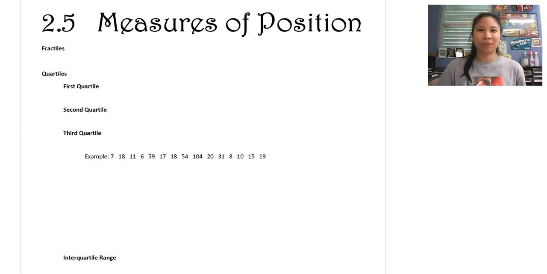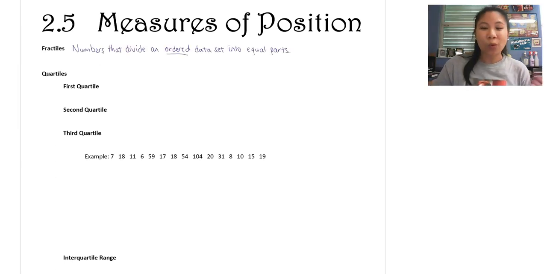Okay, so what fractals actually are is when you have numbers that divide an ordered data set into equal parts. So first off, you have to have your data set in order first, smallest to biggest or whatever. But we're basically trying to split up our data set into equal parts. And so the most common ways that we split this up are either called quartiles or percentiles.